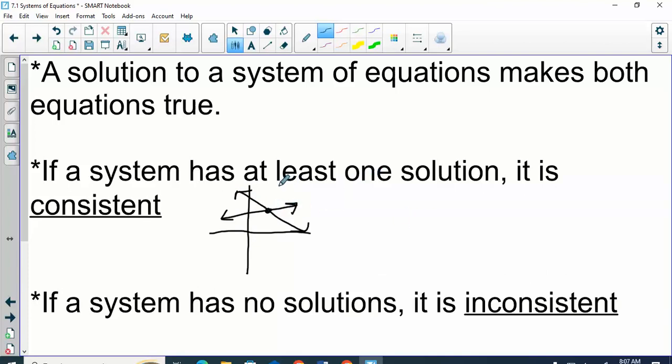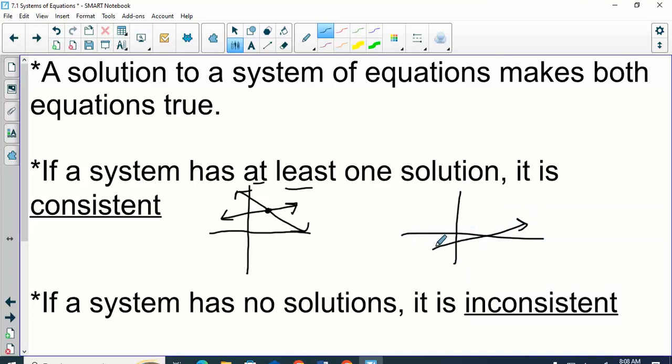I said at least one solution. How could it have more than one? Okay, could I give you two equations for the same line? Yeah, so that every point on that line would work. So that would be another situation where it's consistent because you get an answer.